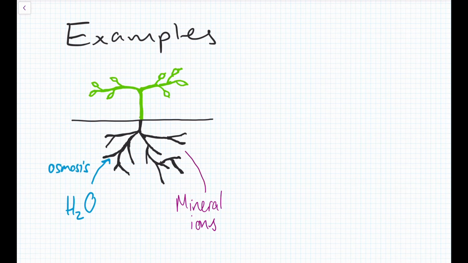Mineral ions, on the other hand, have to go in via active transport because the mineral ion concentration inside of the plant is higher than the soil, so we have to go against the concentration gradient, which requires energy and active transport.